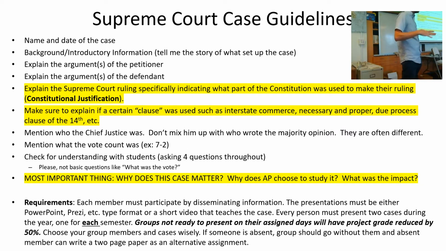Okay, so let's pretend that you make a presentation. If you make a presentation, the first slide will have the name of the case and the date of the case. The second slide will have the background of the case, so the story, like the human being story. Like, here's Plessy, and he was on a train, and he was part black, and he went in the white car, and he wanted to get arrested. He did get arrested. They told him he had to go to the black car, and he refused, so he got arrested. Tell the background of the story.